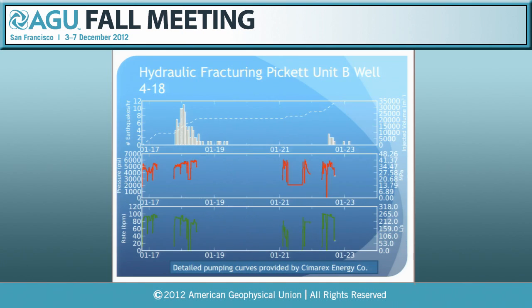Next slide. So this shows the temporal correlation of number of earthquakes to injection parameters, and the time correlation is strengthened by the fact that the well was shut down during a blizzard, and so they stopped injecting, the earthquakes ceased, and when they started back up again, the earthquakes started up again.